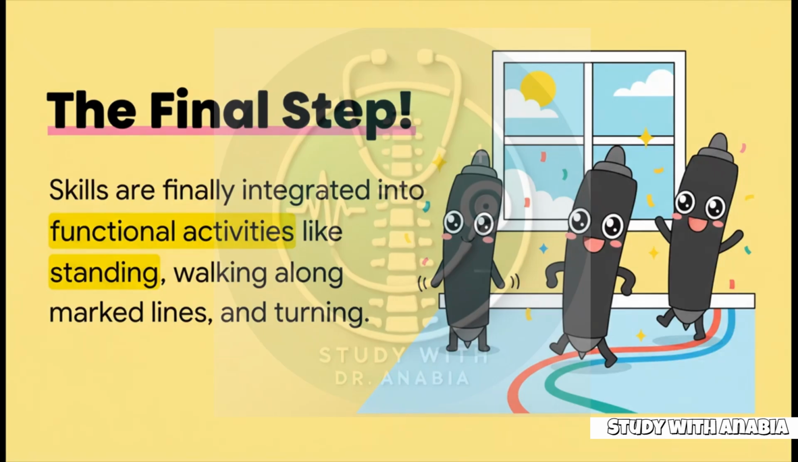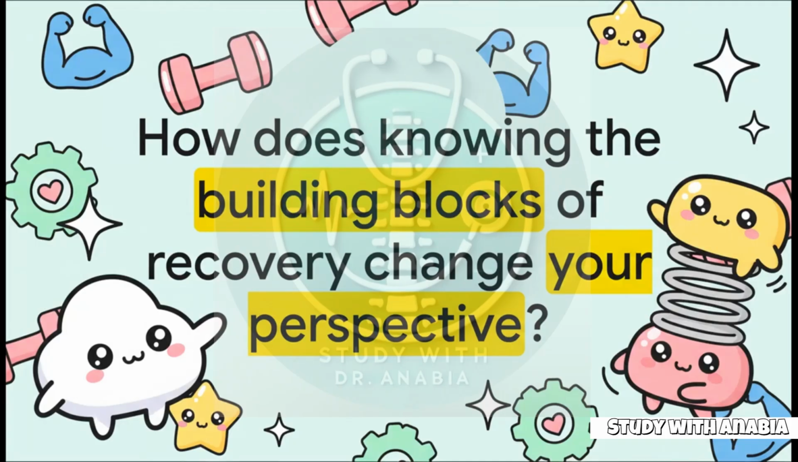And this is the final step, where it all comes together. All those skills you learned while lying down and sitting, now they get integrated into actual, real-world activities. Things like standing up, shifting your weight, walking carefully along a line, turning around. All these things are designed to retrain the body and brain to work together perfectly, seamlessly, for just normal, everyday life.